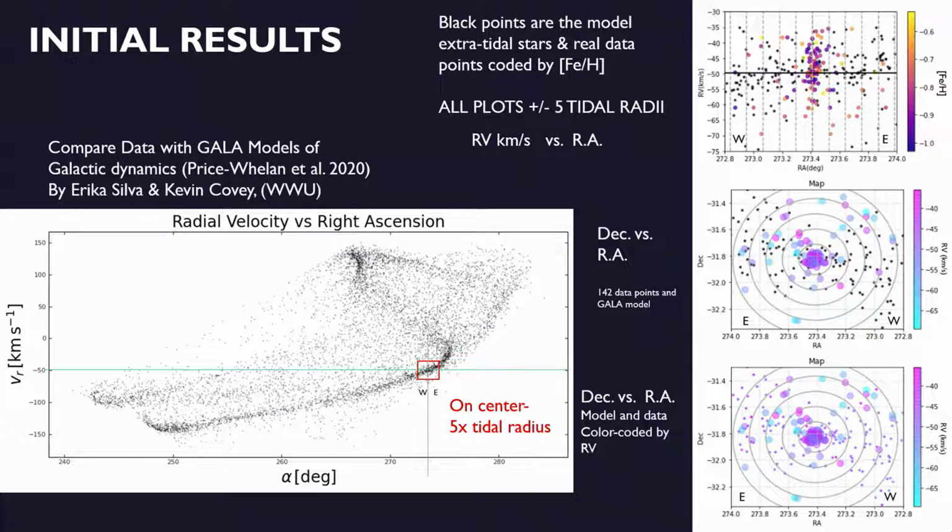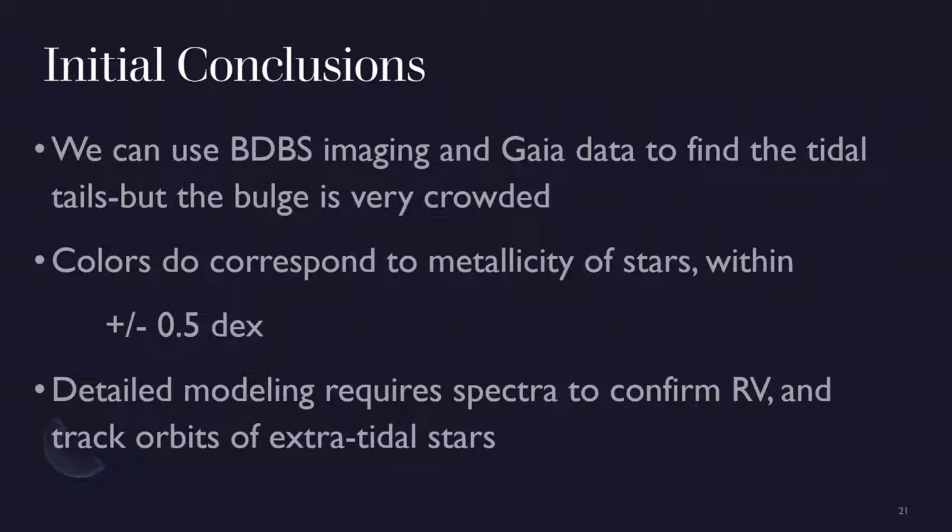And that box in the plot, the red box, is the 1 degree area of sky that we searched around the cluster. And our initial conclusions is that we can use the BDBS data and Gaia data to find tidal tails, but because the bulge is very crowded, we do need to keep working on observations. Colors correspond to the metallicity of stars, which is within plus or minus 0.5 dex, and detailed modeling requires spectra to confirm radial velocity and track orbits of extratidal stars.